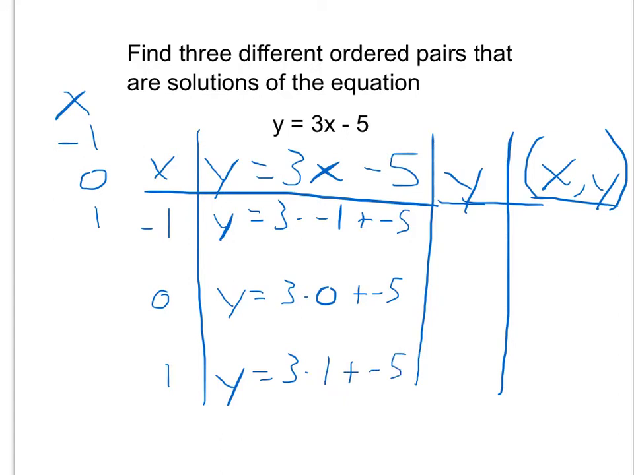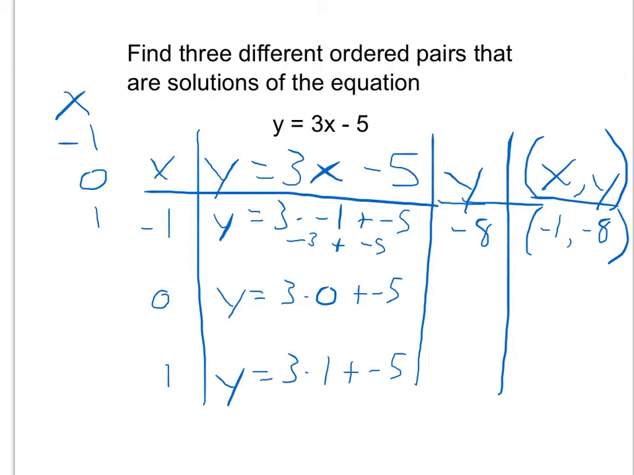Well, up here, 3 times negative 1 is negative 3, plus negative 5, that gives me a y of negative 8. So over here I'm going to put my ordered pair. My x value was negative 1, and the y that I got was negative 8. So that's one ordered pair that's a solution. That tells us that that's a point that would be on the line of this graph, if we were to actually graph it out and draw it.